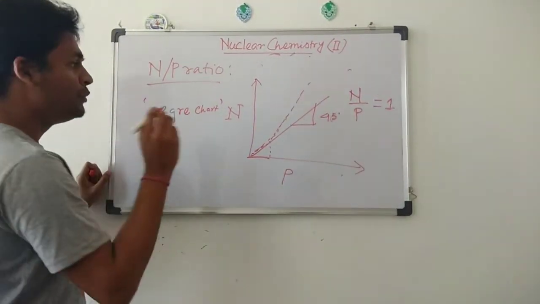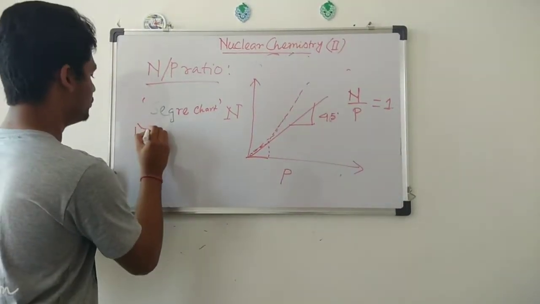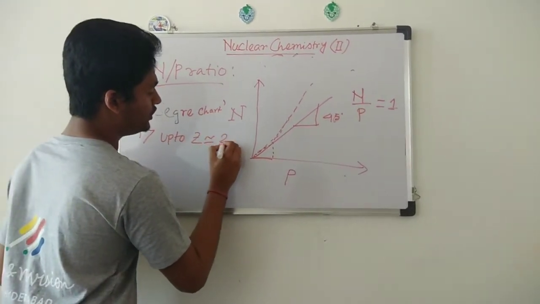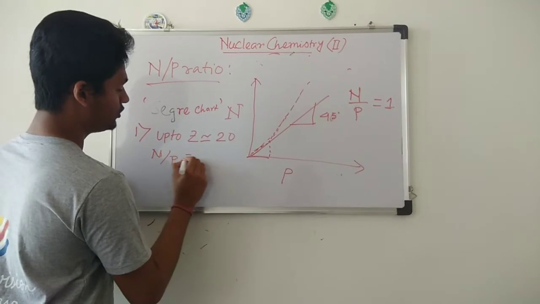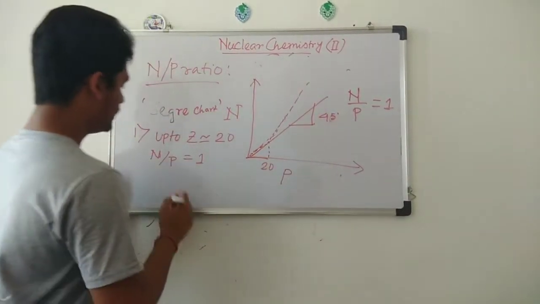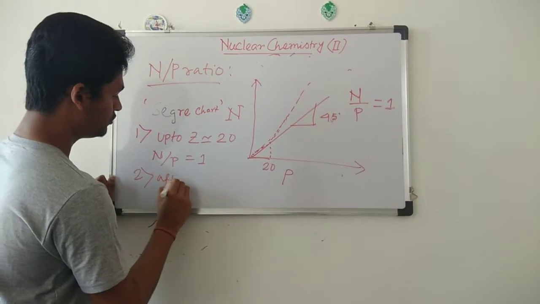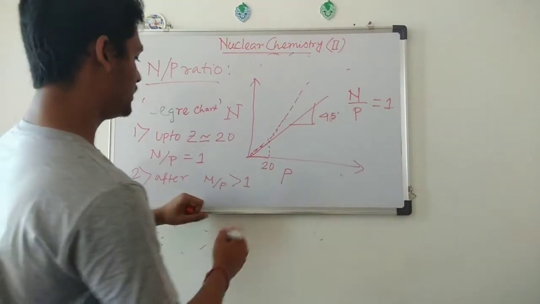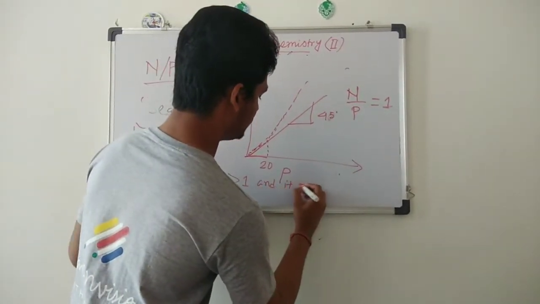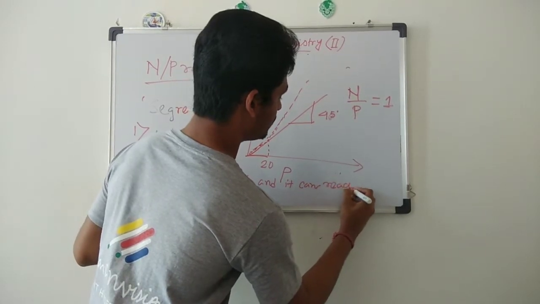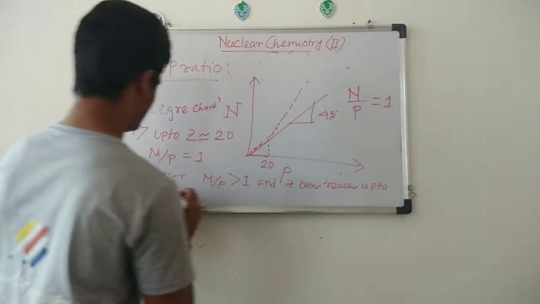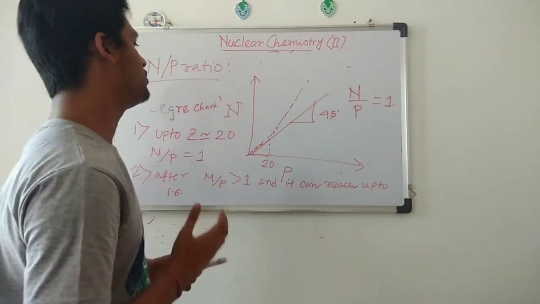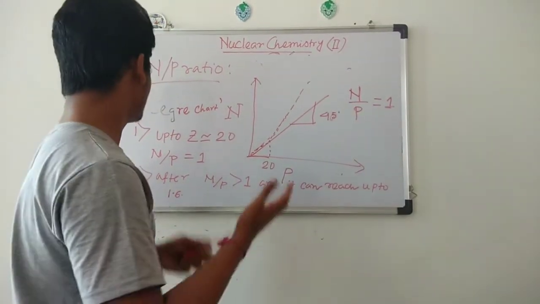Now, let me point out some very important things. First one: up to Z equals 20, N by P is equal to 1. Now, after 20, N by P is greater than 1. I already told you, N by P is greater than 1 and it can reach up to 1.6. So you will wonder why the N by P ratio is increasing after Z equals 20.